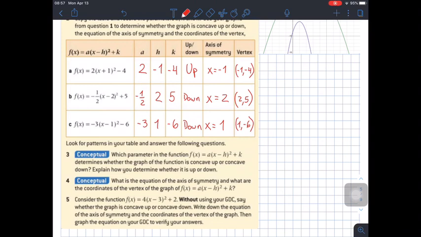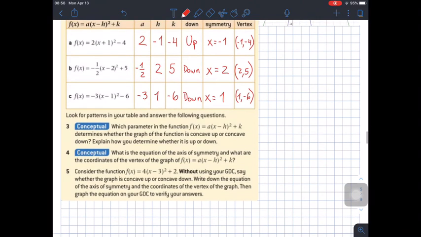If a is positive, then the parabola opens upward. But if a is negative, the parabola opens downward. Negative, down. So positive up, negative down. That's for the a value. So if we write an answer here, the parameter a.